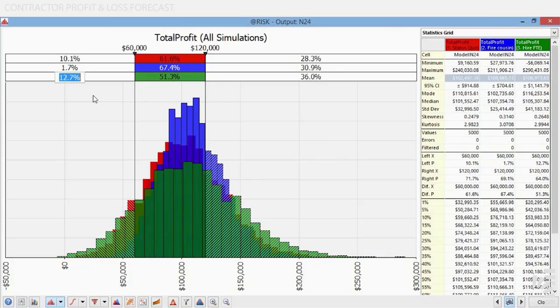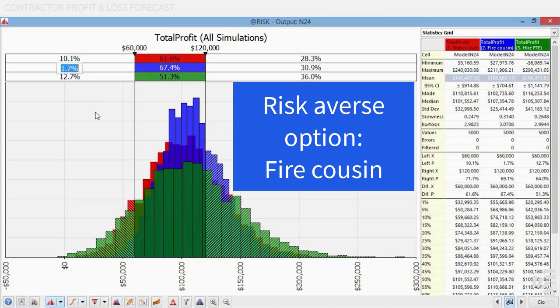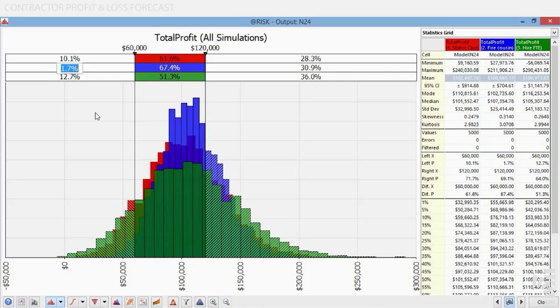Therefore, if Joe were to be a very conservative or risk-averse individual, he would probably choose to downsize operations by firing a worker and significantly reduce the likelihood of a bad outcome, while slightly increasing his expected annual profit by over $4,000.